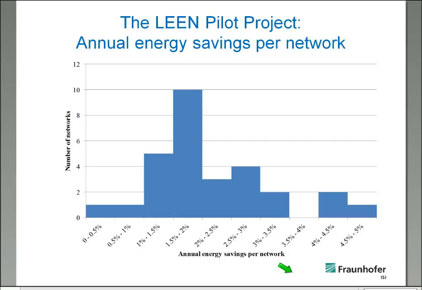This must be compared with the autonomous progress in the companies, and the autonomous progress is about 1% per year. So the networks have been leading to a doubling of the saving rate as compared to the autonomous progress in the different networks and companies.